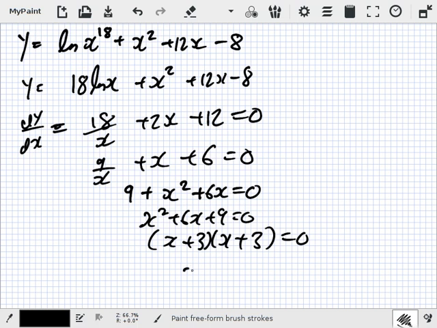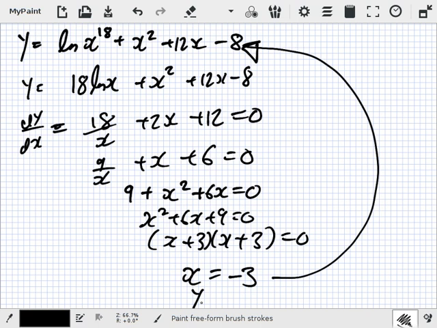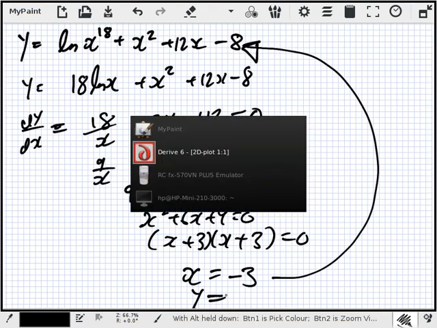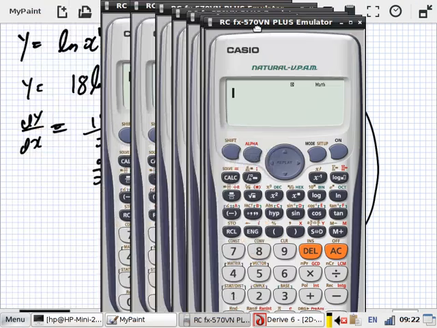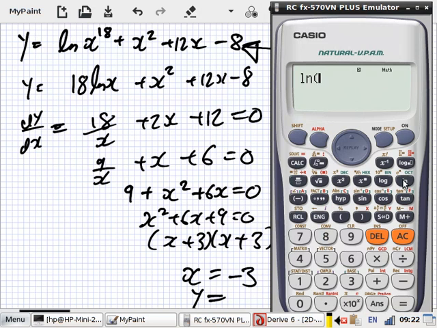Right, x equals minus 3. If I sub that back in, I'll get the y. So let's sub that back in. So that's log. Now you have to be careful, you might need a double bracket here. Minus 3 squared plus 12 times minus 3 minus 8. So minus 15.22 is what I got.